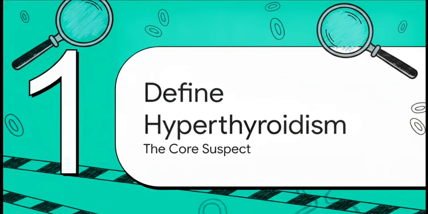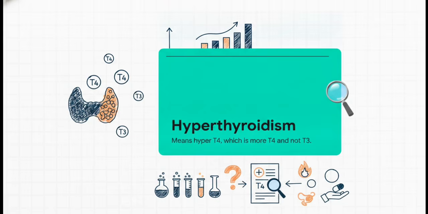Section 1. Defining hyperthyroidism, the core suspect. Before we classify anything, we gotta know exactly what we're looking for in the blood work. The absolute crucial point here is that hyperthyroidism literally means hyper T4. If you're looking at a lab chart, this means an excess of T4. It's strictly about having too much T4, and importantly, it has absolutely nothing to do with T3. Boom, we have our primary suspect.